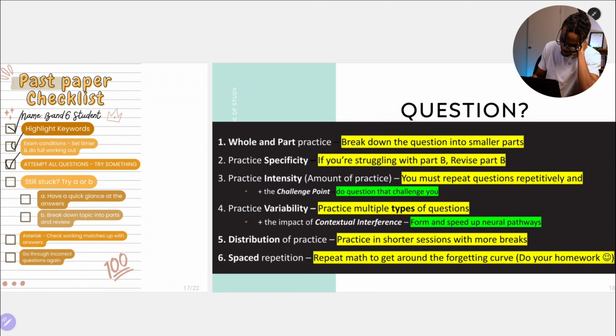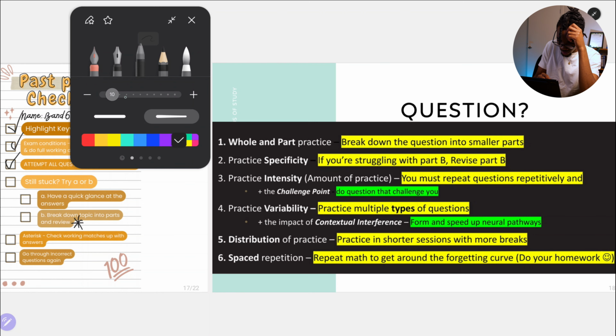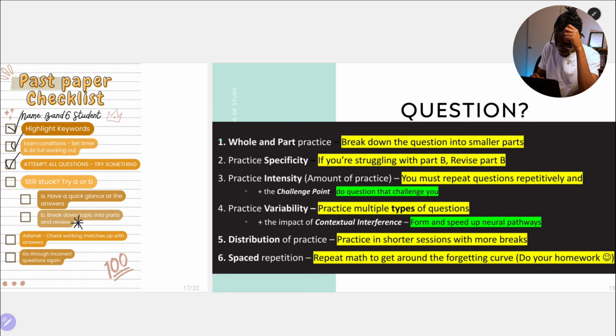So whole task, part task practice, breaking down questions into smaller parts, right? That's what we do here. So this is used. Let's make this a different color. This is used. Practice specificity. Practice questions we're struggling with. Yes, right.